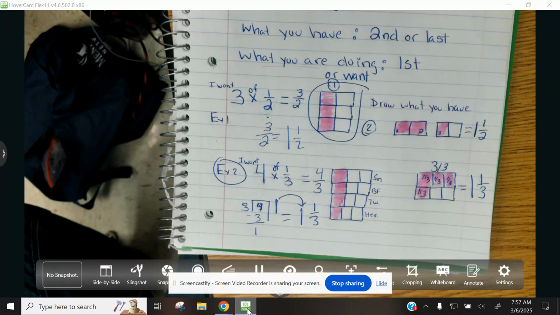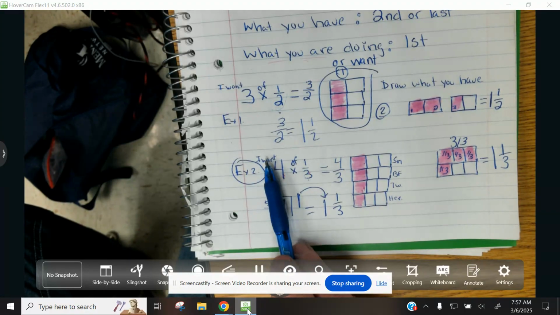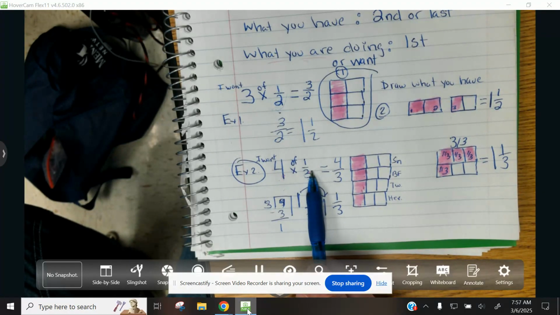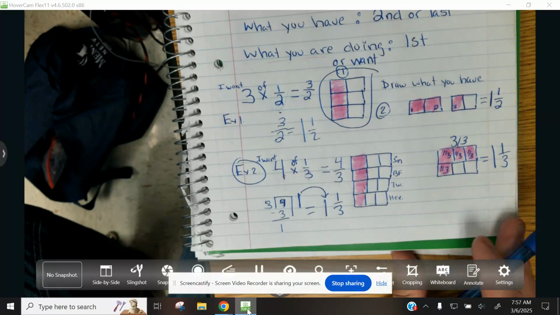Okay? So what you're seeing here is that you can take the 4 times the 1/3 and figure out what that means. I want 4 of 1/3. When you draw it out, this is how we're going to draw it out. This is what it's going to look like.